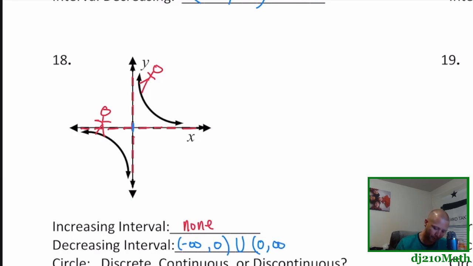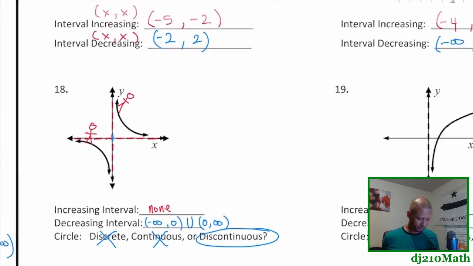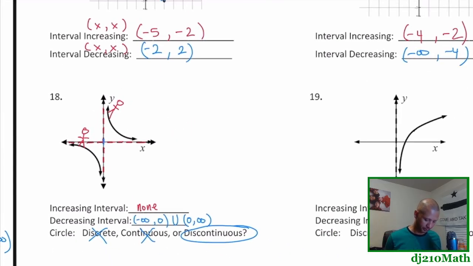All right, towards infinity. And is this discrete, continuous, or discontinuous? Well, there's no dots, so it's not discrete. There's 2 pieces, not continuous. Oh, look, it's discontinuous. Because there's 2 pieces, right? 2 pieces.